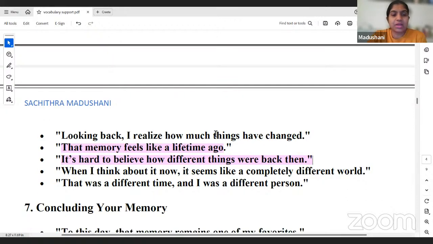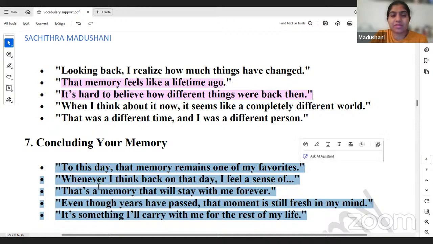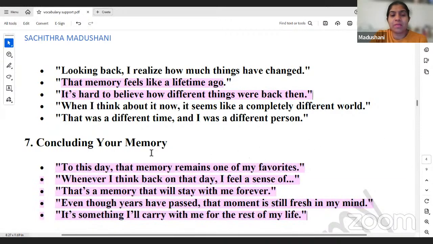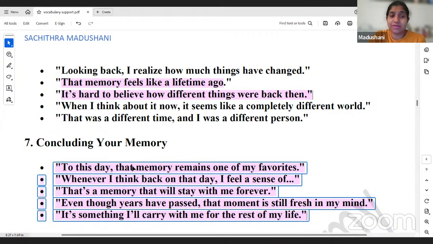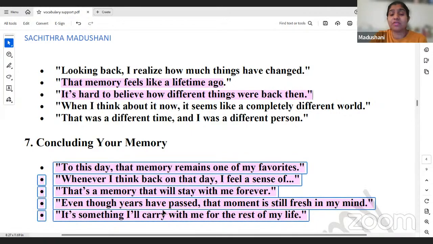All right. Concluding your memory, and this is important. How to conclude your memory. To do this: that memory remains one of my favorites. Whenever I think back on that day, I feel a sense of... that's a memory that will stay with me forever. Even though years have passed, that moment is still fresh in my mind. It's something I'll carry with me for the rest of my life.